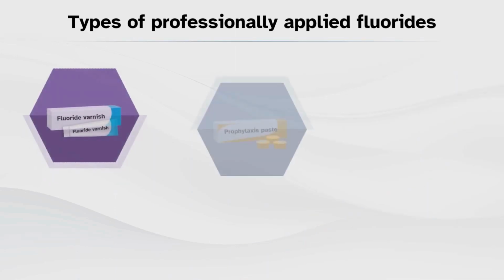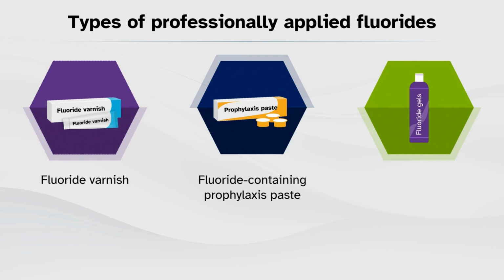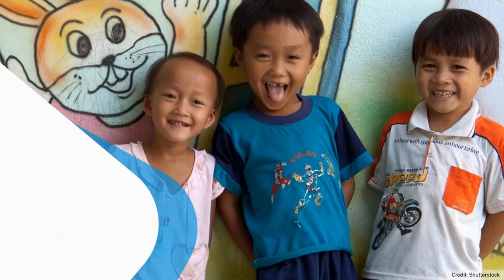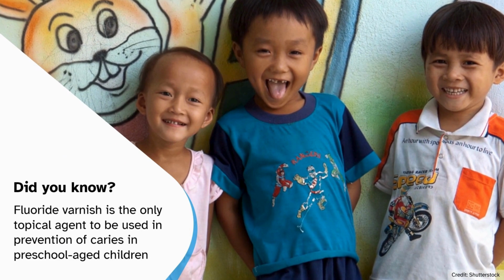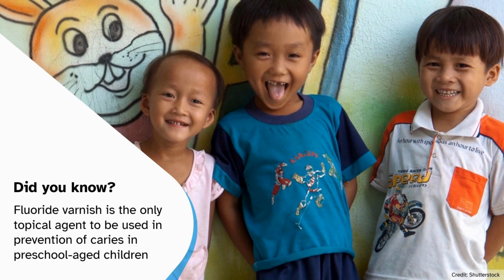The commonly used types of professionally applied fluorides are fluoride varnish, fluoride-containing prophylaxis paste, mouth rinses, gels, and foams. Depending upon the method of dispensing, the concentration of fluoride differs among products. Of these, the most commonly used product is the fluoride varnish, and you will know more about it in Unit 2 of this module. It is important to note that fluoride varnish is the only topical agent to be used in prevention of caries in preschool-aged children.